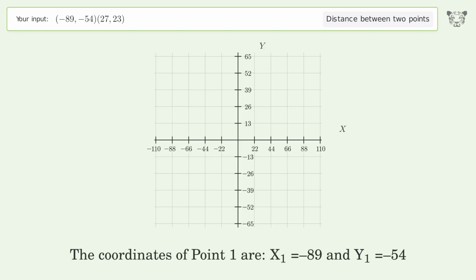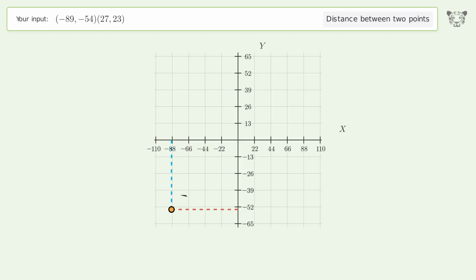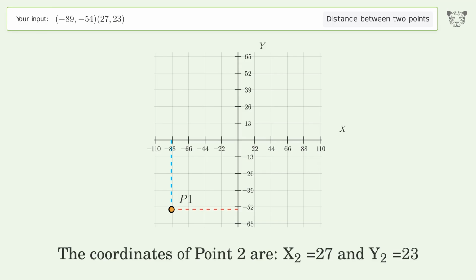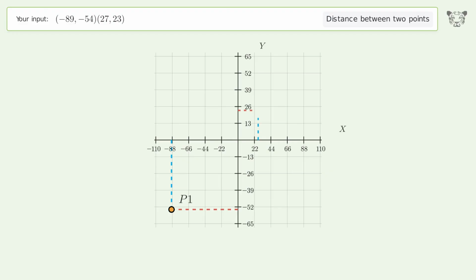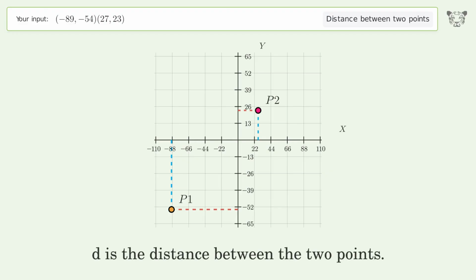The coordinates of point 1 are x1 equals negative 89 and y1 equals negative 54. The coordinates of point 2 are x2 equals 27 and y2 equals 23. D is the distance between the 2 points.